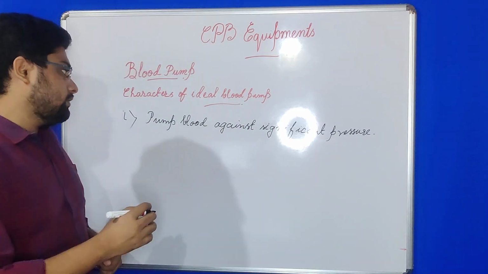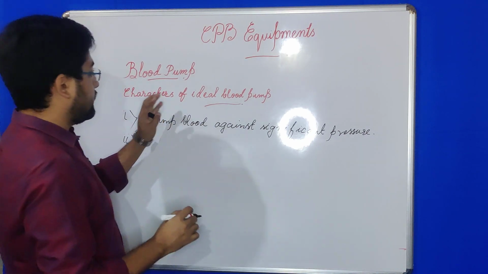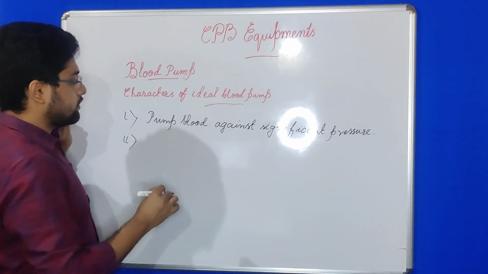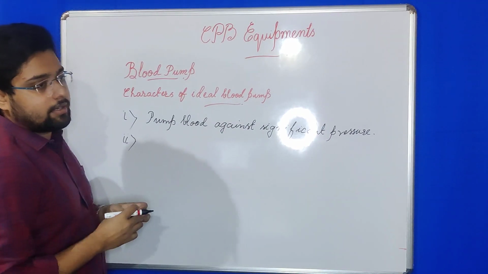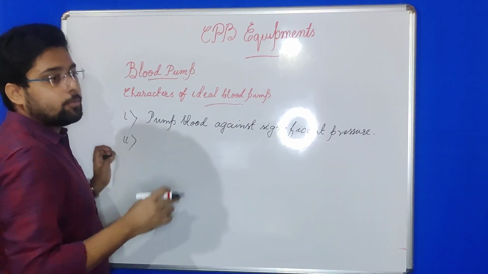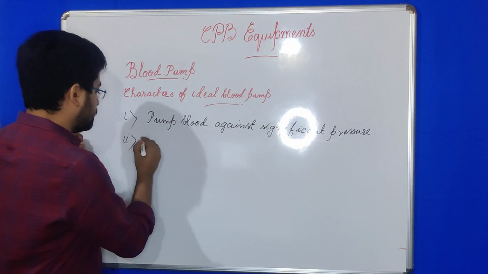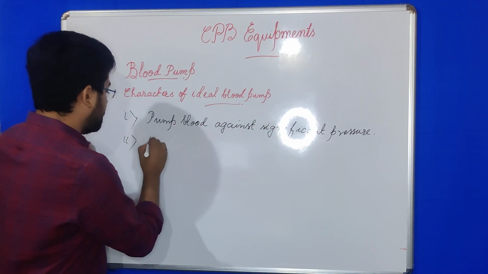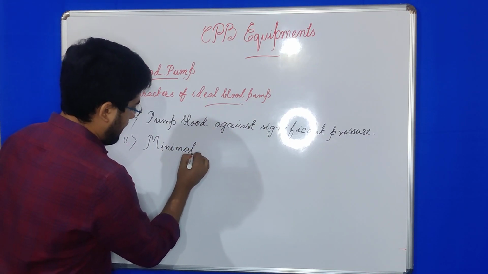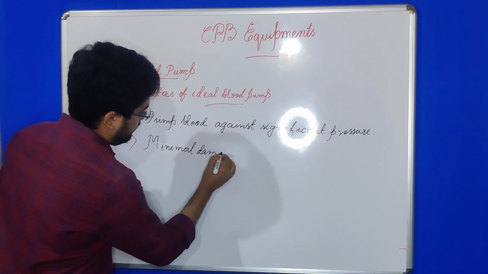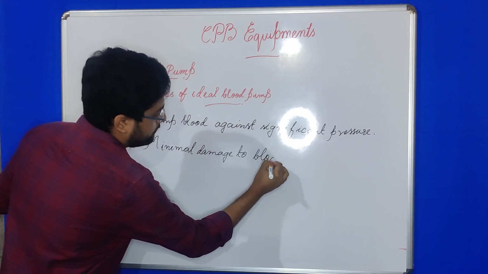Next is minimal damage to the blood cells. An ideal blood pump should cause minimal damage to the blood cells. Otherwise, what will happen? A huge amount of hemolysis will occur, which will cause organ failures. So it must cause minimal damage to blood cells.